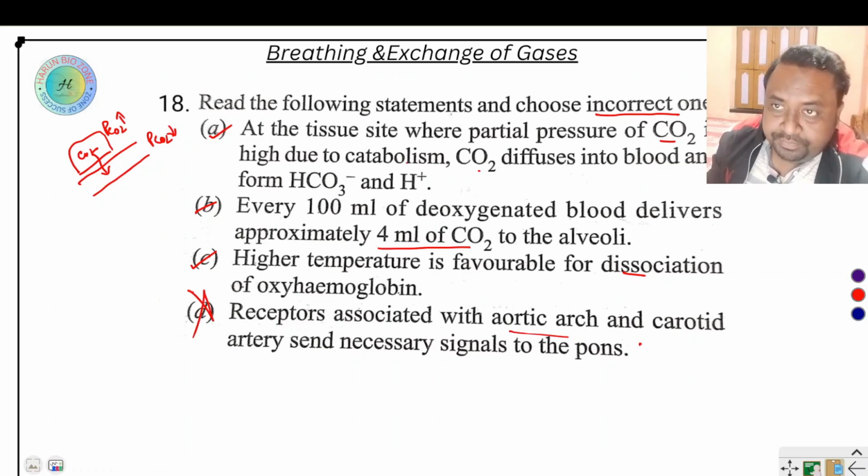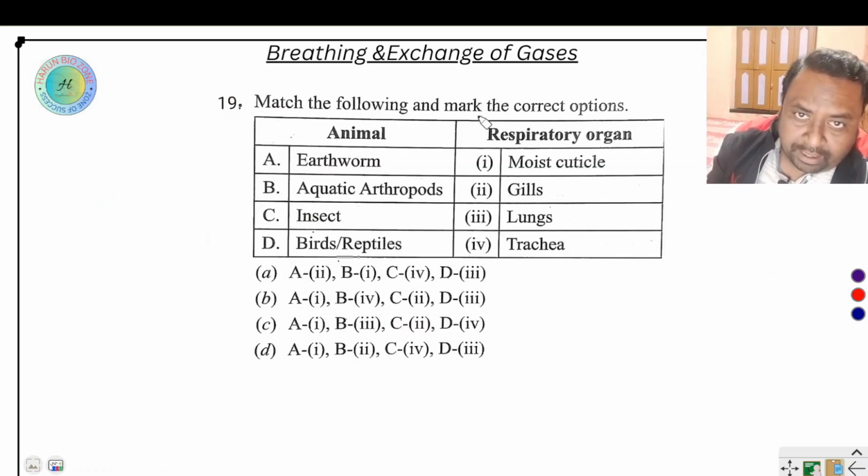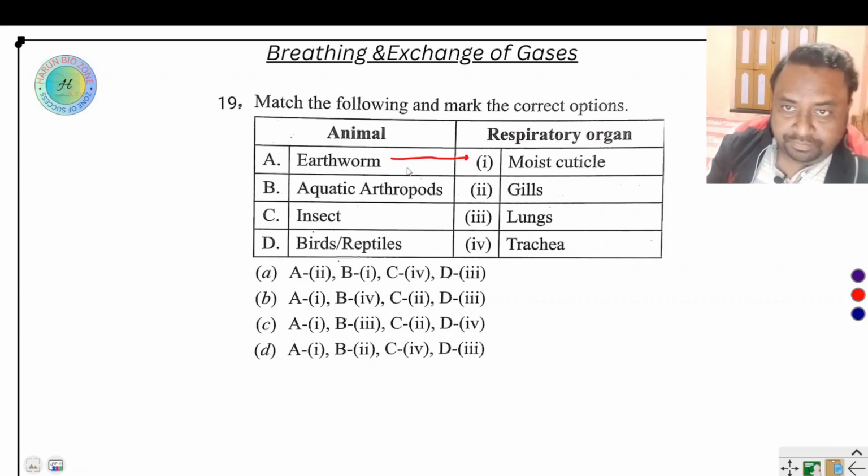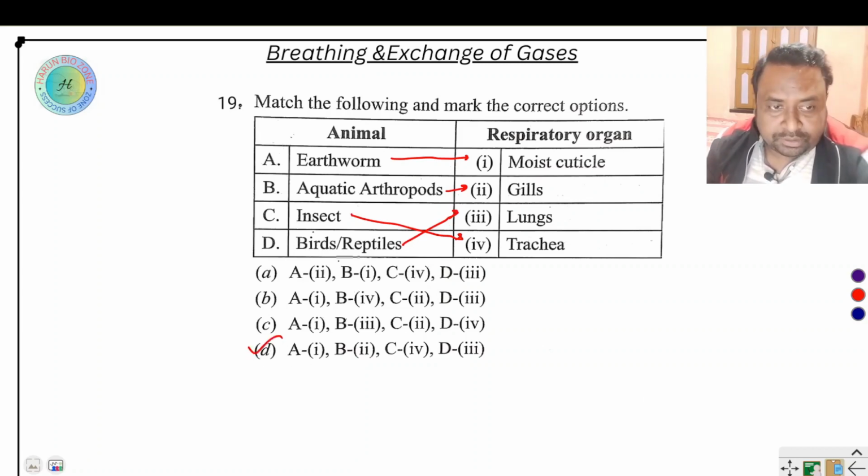Next question. Match the following and mark the correct option. Earthworm respires through the moist cuticle. Aquatic arthropods have gills. Insects have trachea, and birds and reptiles have lungs. So A1, B2, C4 and D3. This is the correct option.